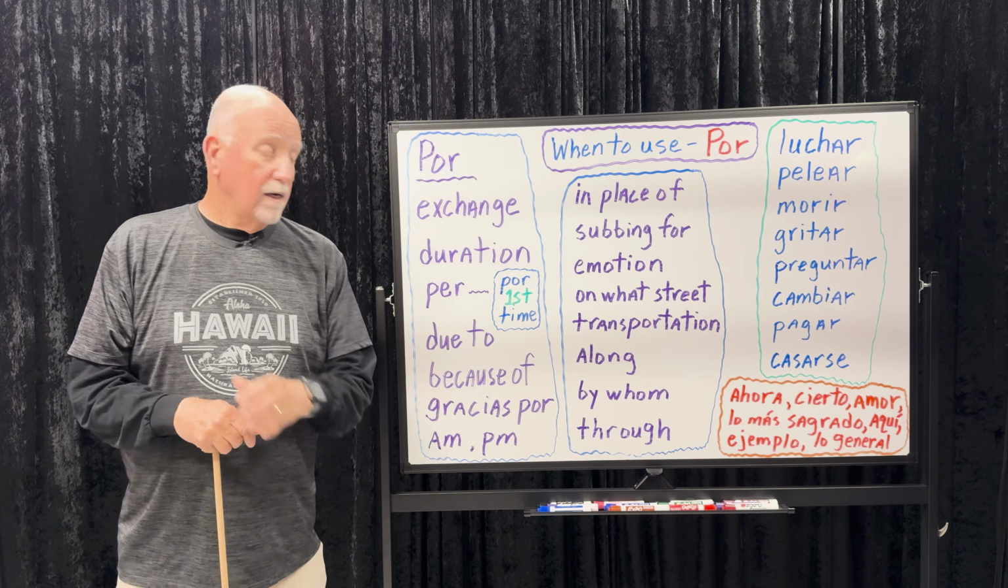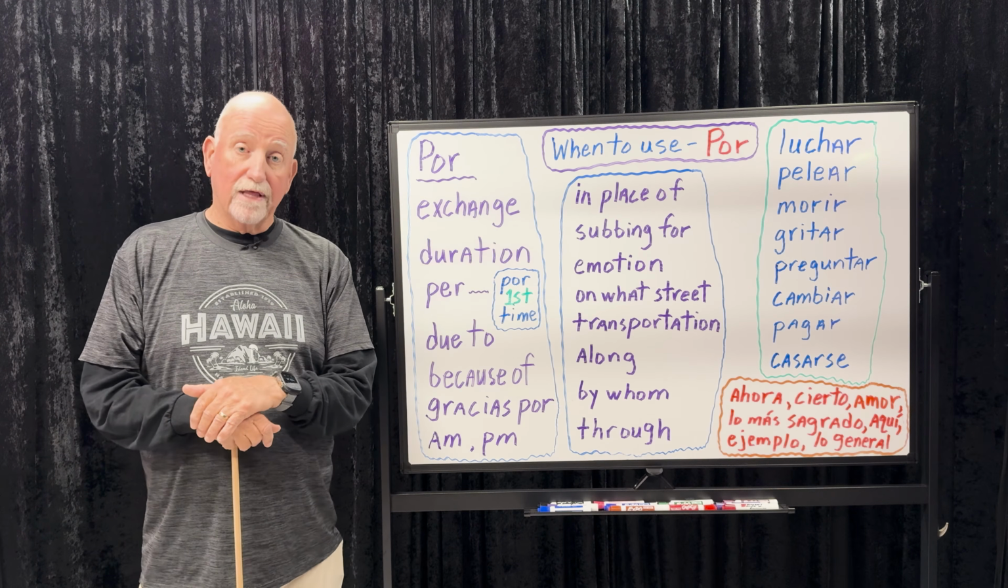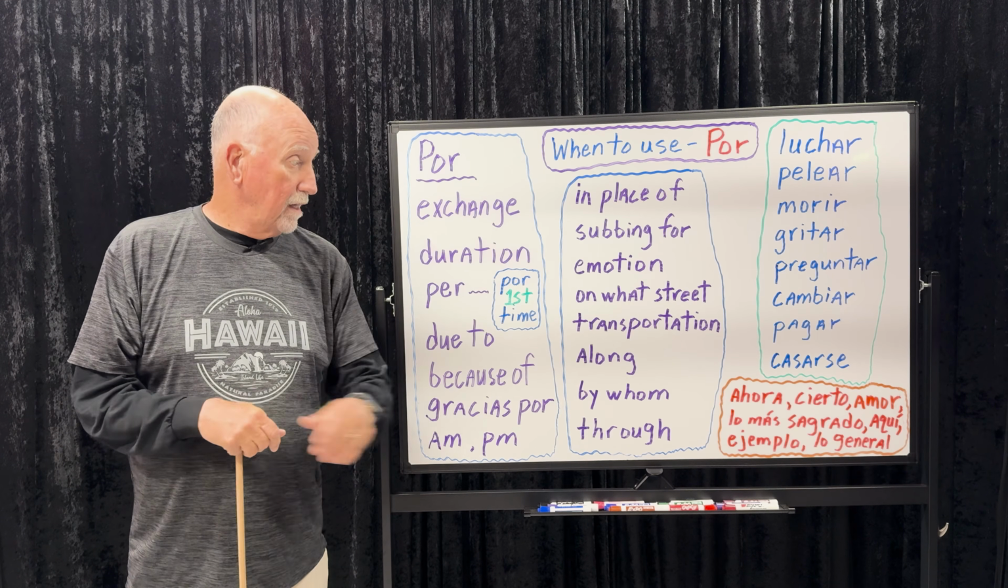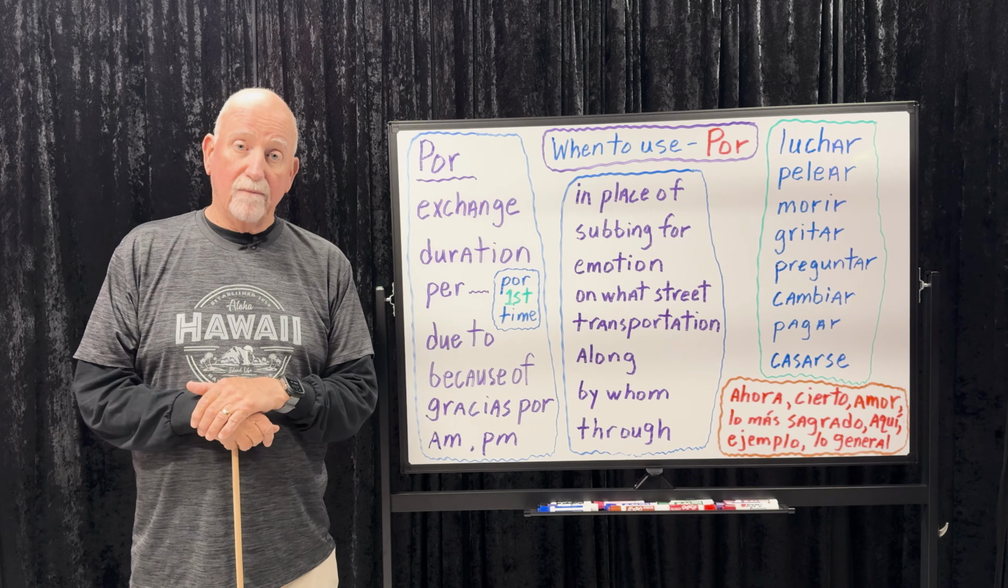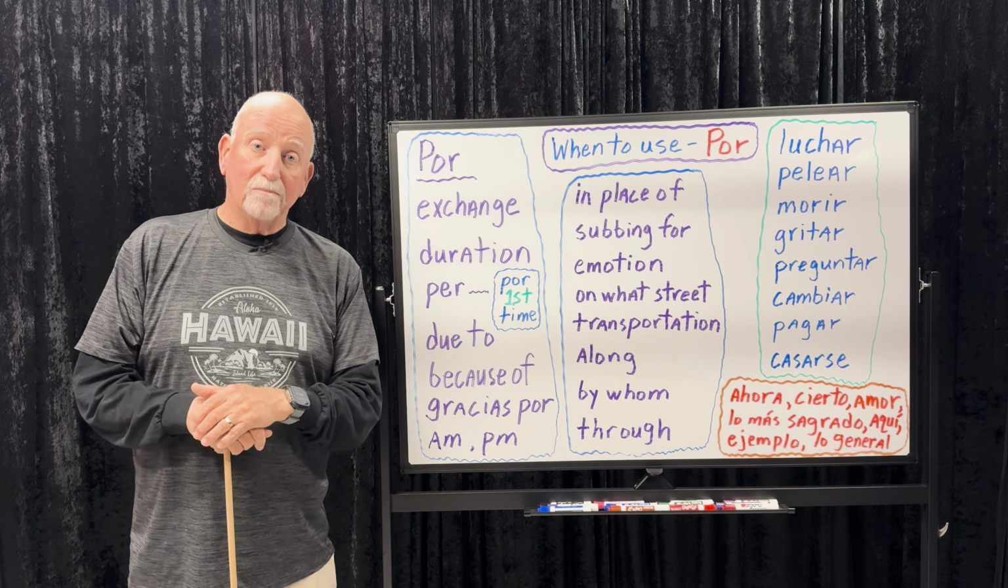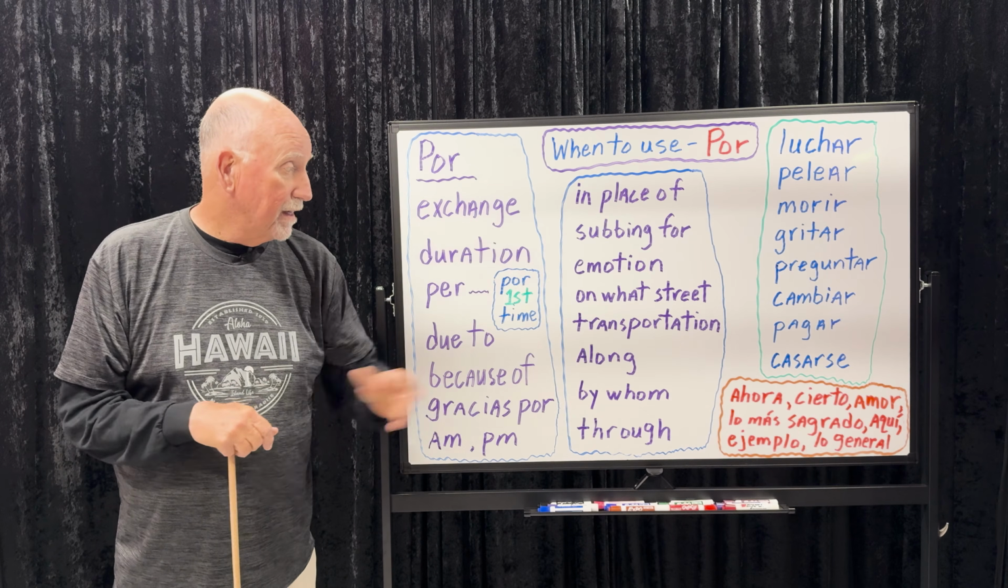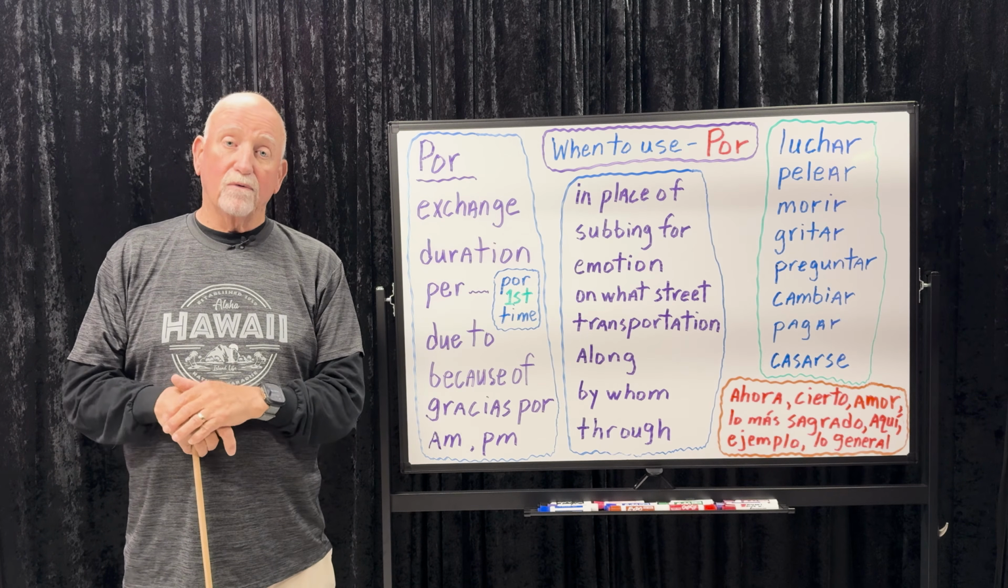Pagar, I paid $2,000 for that. Pagué $2,000 por eso. I'm going to pay $4,000 for a camera. Voy a pagar $4,000 por una cámara. Ay, Dios mío. Casarse por, to get married for, right?